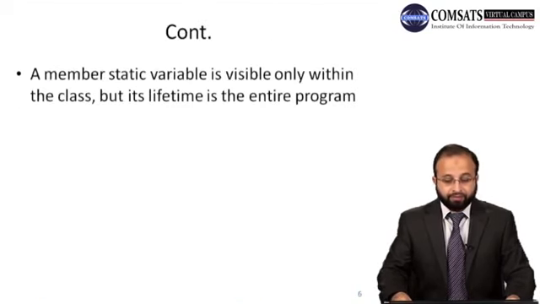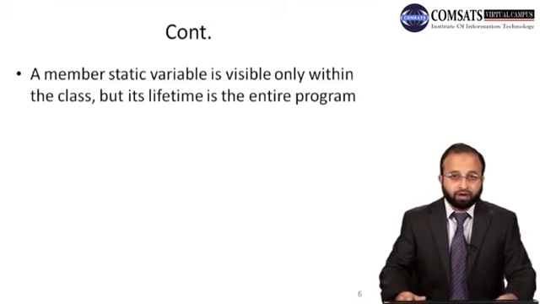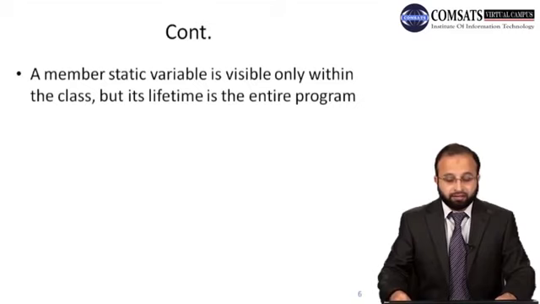A static data member or static variable is visible only within the class, but its lifetime is the entire program. So it is only visible inside the class, that is, you can access it within the class, but its lifetime is the entire program. Even if there is no object, memory is still allocated for the static data member, and if you delete all the objects of that class while the program is running, memory is still allocated for that static data member of the class.